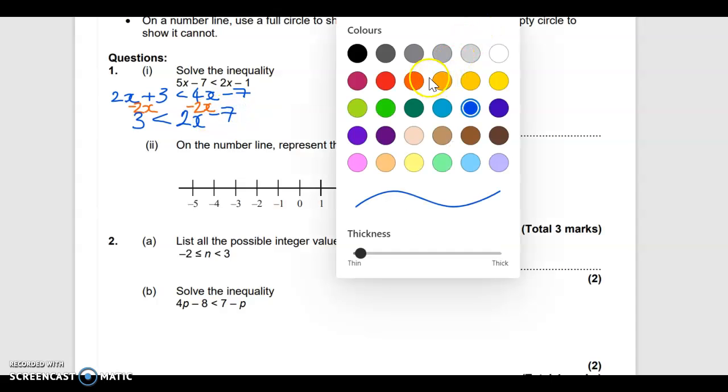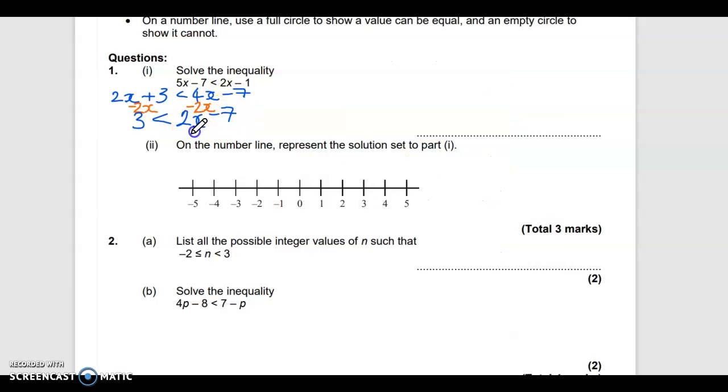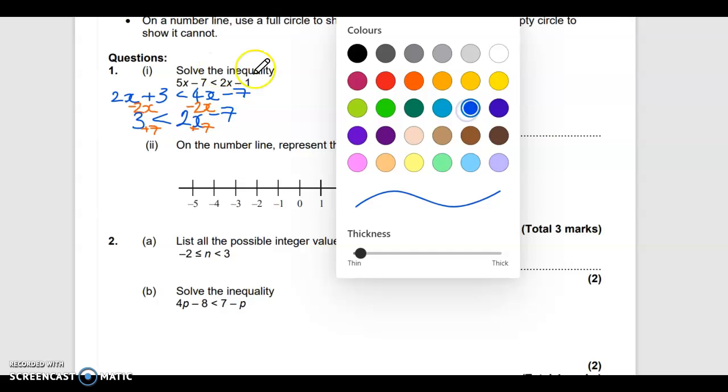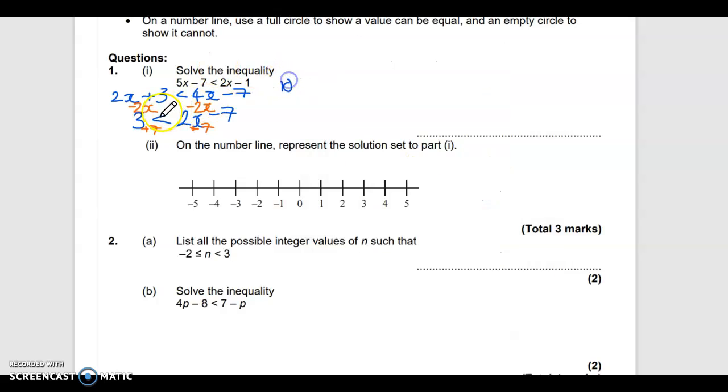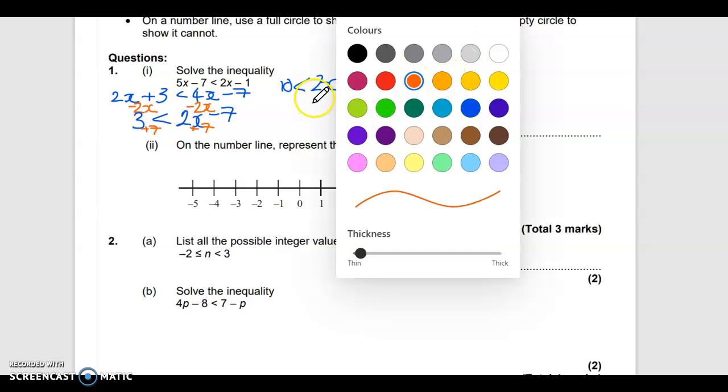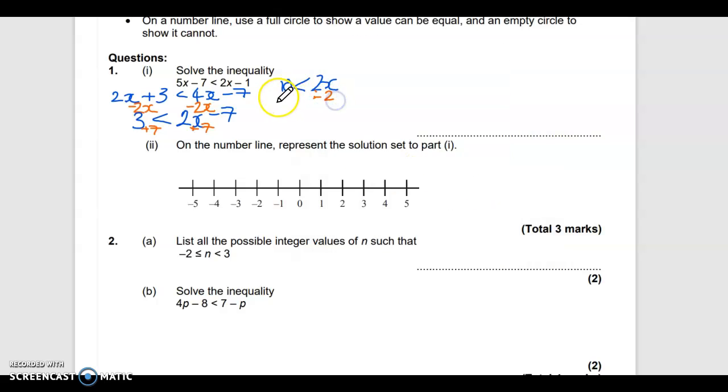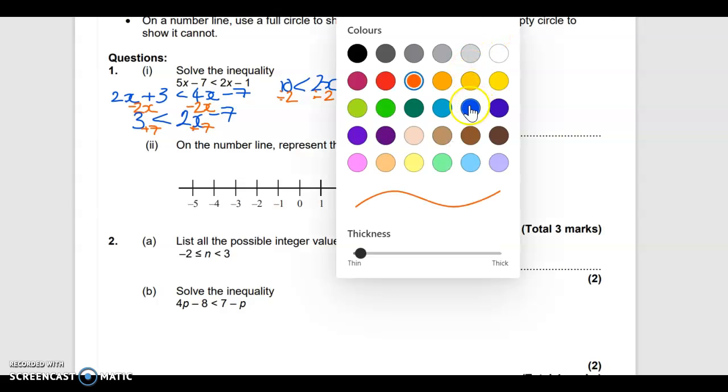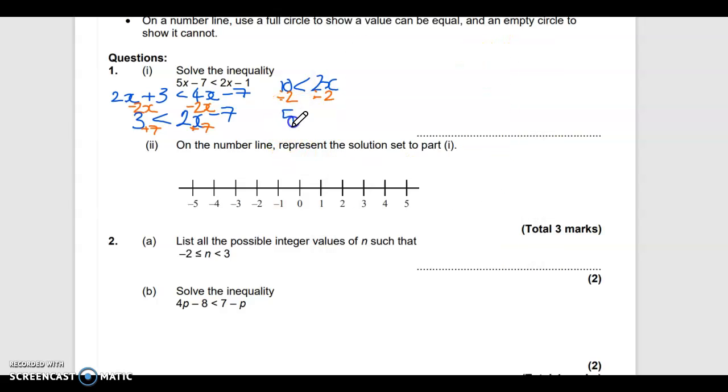Okay, and then my next step is to undo this minus 7, so I'm going to add 7 to both sides. So we end up with 10, because 3 plus 7 is 10, is less than 2x. And then to finish it off and find x, I'm going to divide both sides by 2, so then I end up with 5 is less than x.